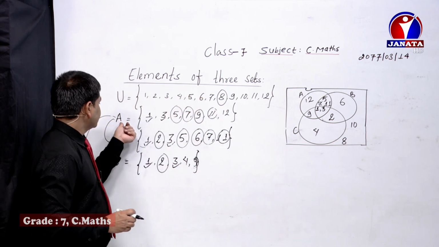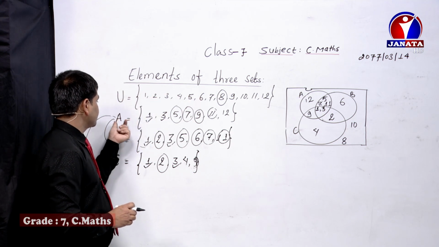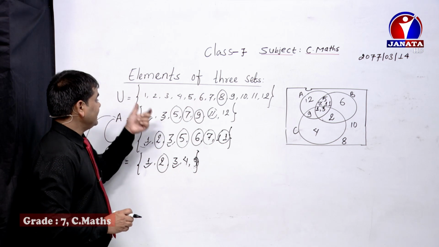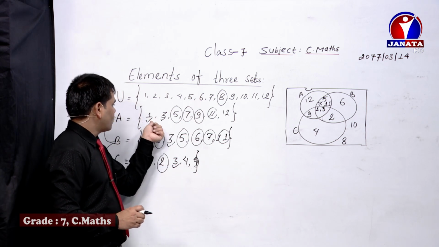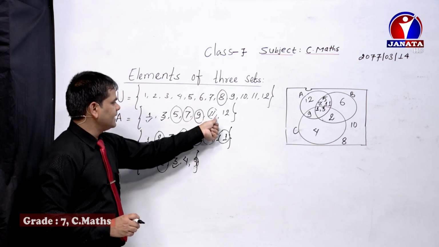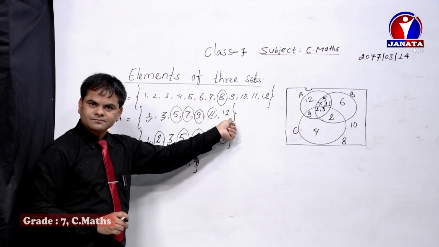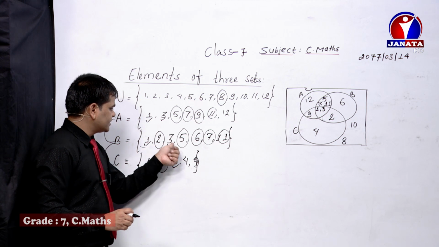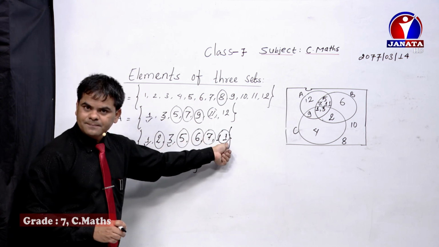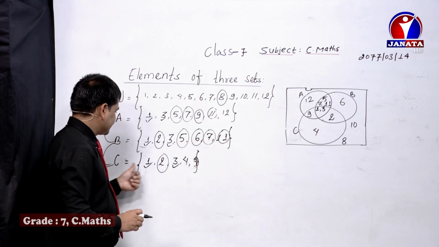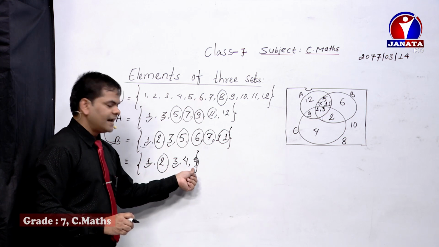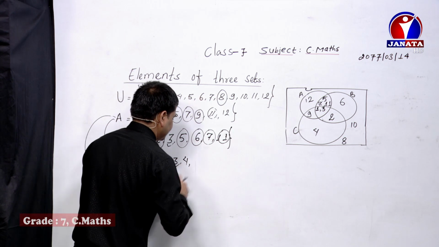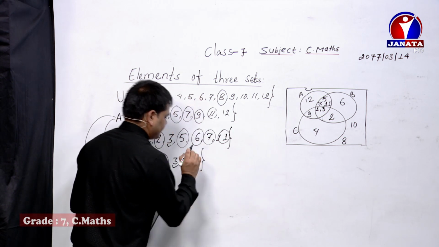Secondly, in case of subsets of the universal set, 1 I have prepared as set A, and in that set I have included 1, 3, 5, 7, 9, 11 and 12. In case of set B I have kept 1, 2, 3, 5, 6, 7, 11. And in case of set C I have kept 1, 2, 3, 4 and 9. This is 9, dear friend. I want to write a little bit clearly. This one, okay, 9.